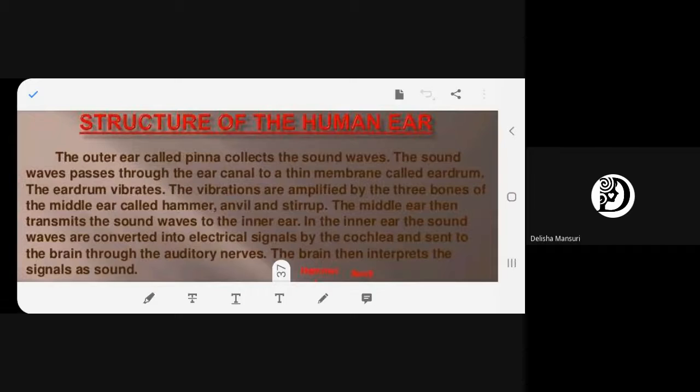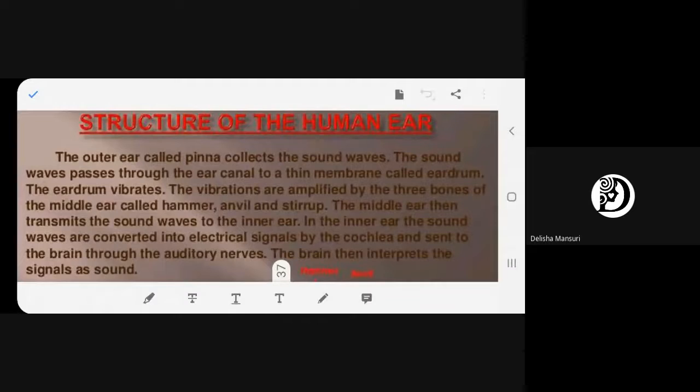Start reading. Structure of the human ear. The outer ear, called pinna, collects the sound waves. The sound waves pass through the canal to a thin membrane called the eardrum. The eardrum vibrates. The vibrations are amplified by the three bones of the middle ear called hammer, anvil, and stirrup. The middle ear then transmits the sound waves to the inner ear.